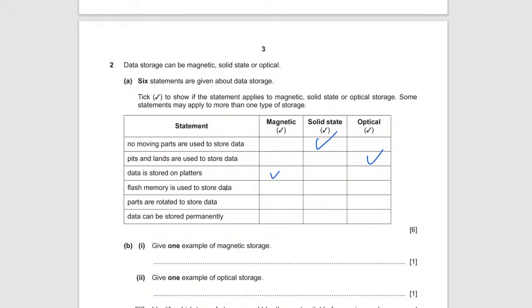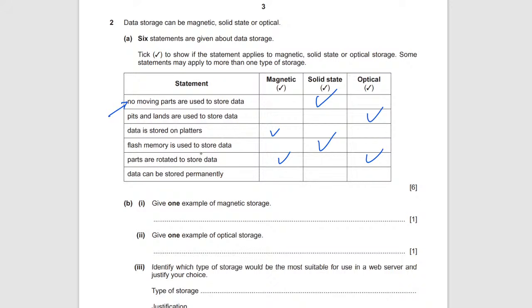Flash memory is used. In the previous paper we actually talked about flash memory, which was solid state. And then parts are rotated to store data. It's here. You see, it's actually a trick, because it's saying no moving parts, we know it's solid state. So moving parts will be magnetic and optical. So that's a quick little mark there.